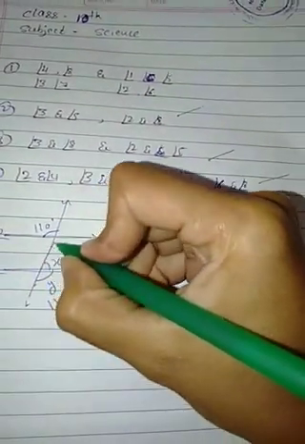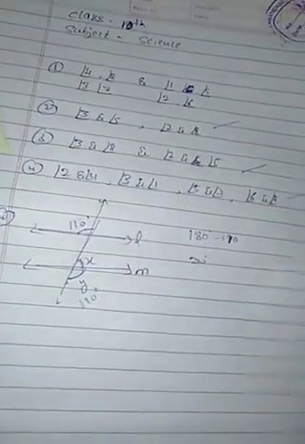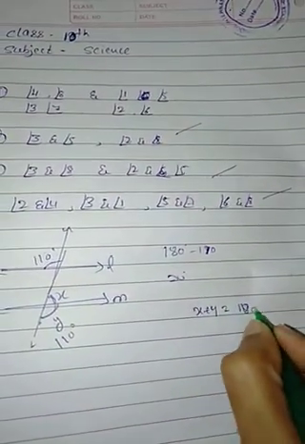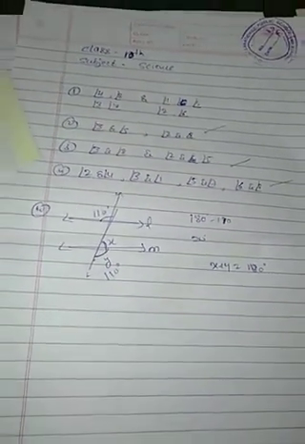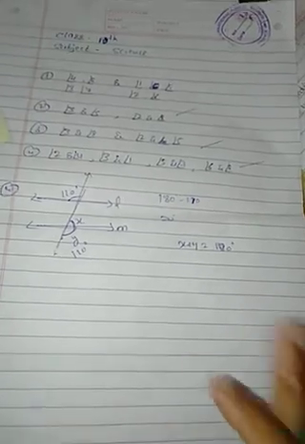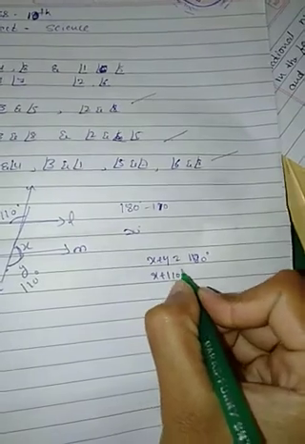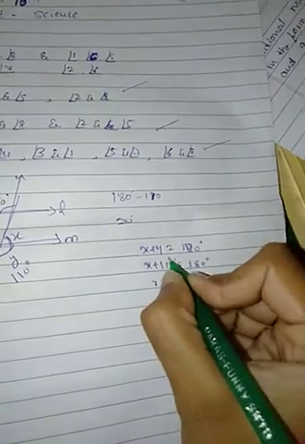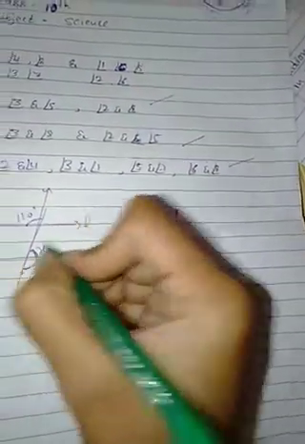See this line, this is a straight line, so this will form a linear pair. If you take the linear pair angles, x plus y is 180 degrees, because the sum of those angles is supplementary. We have to find x. We don't know x, but y is 110 degrees. So x is equal to 180 minus 110, so x is equal to 70 degrees. It's very simple.